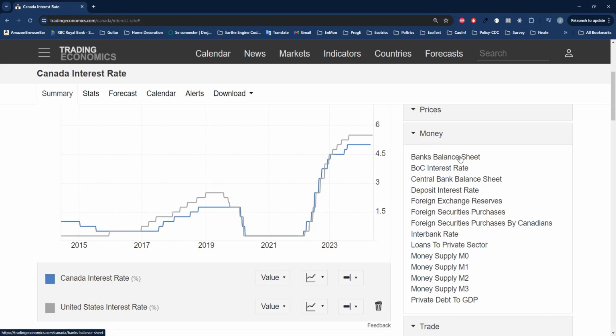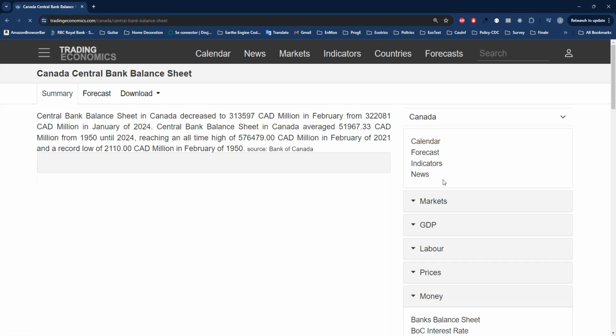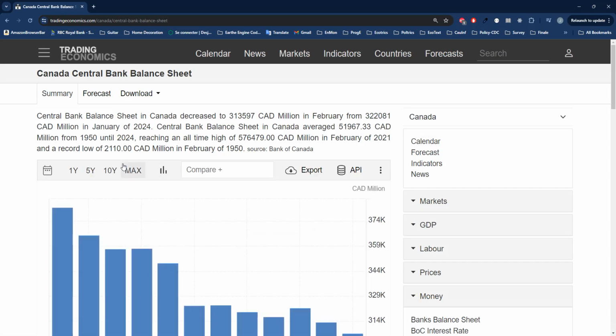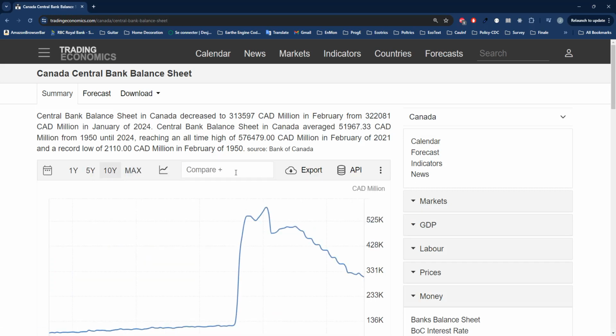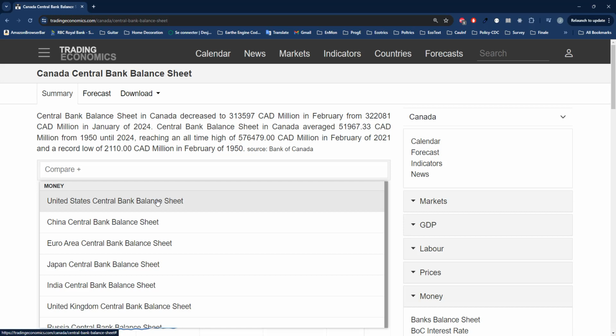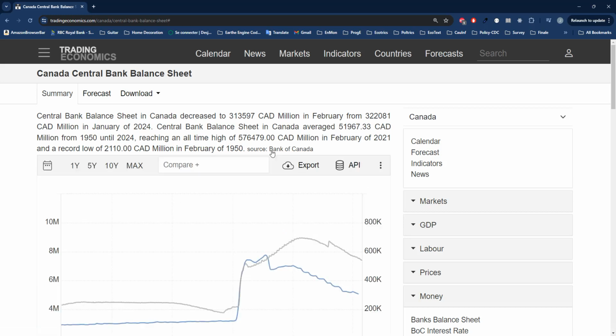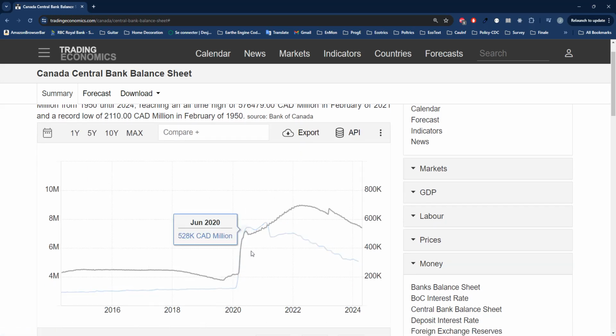Here you have the bank balance sheet. That's not what we are talking about. We are talking about the balance sheet of the central bank. I'll click on it, and then I'll take 10 years and I'll come here and I'll take United States, and we can see their bank balance sheet just for you to see how much money is there.